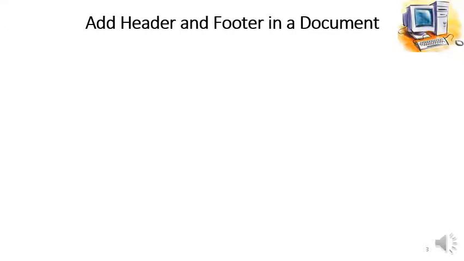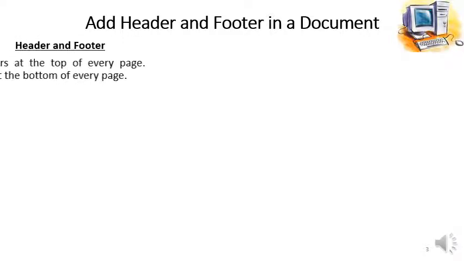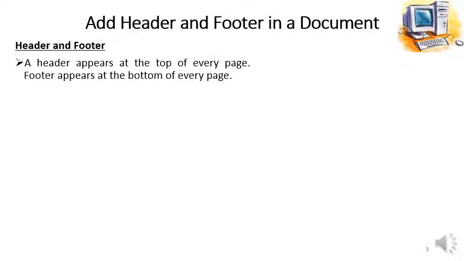First of all, add header and footer in a document. Header and footer. A header appears at the top of every page, while a footer appears at the bottom of every page inside a Word document. This is the main difference between header and footer, that the header will always appear at the top of every page inside a Word document, and the footer will appear at the bottom of every page in a Word document.